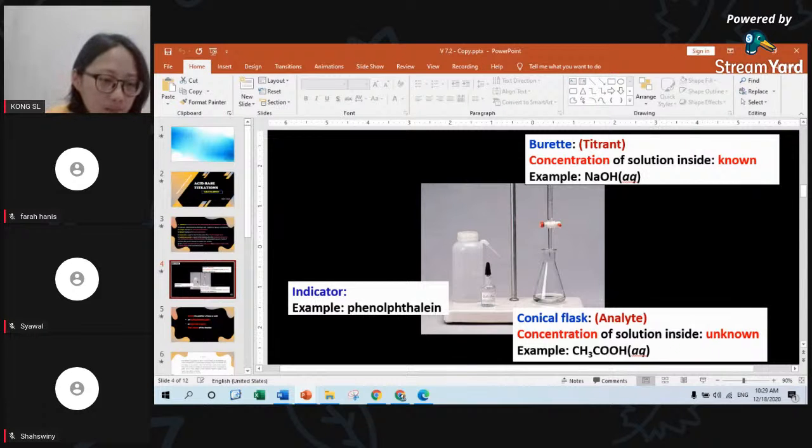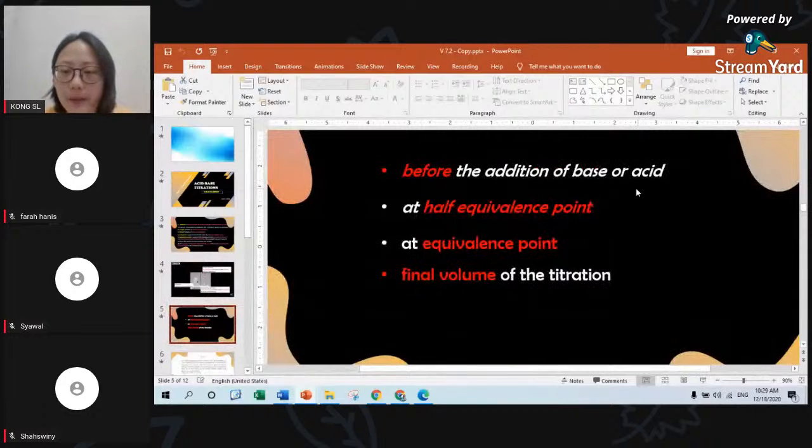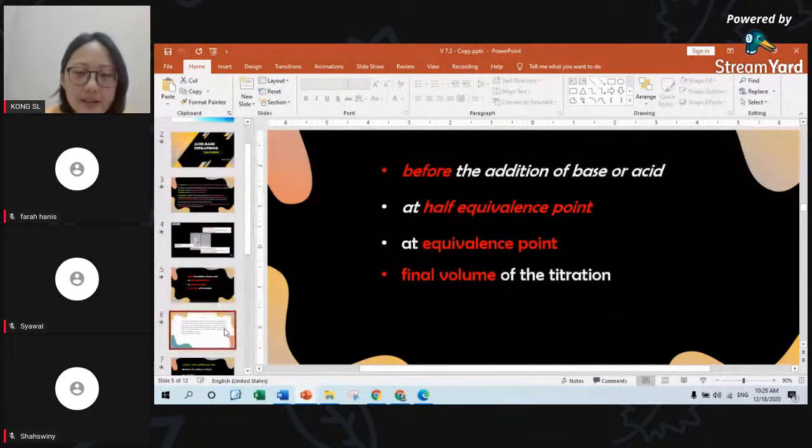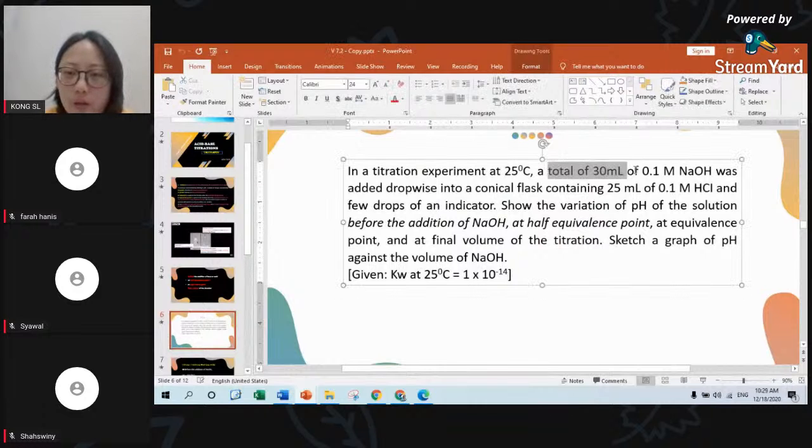Next, for the calculation part, normally the question will ask about before the addition of base or acid, half equivalent point, and final volume. Thor is doing this part for the passive presentation, so I think he is quite familiar already. While you study this question, you must know the total volume. This is for the sodium hydroxide, and another one is the volume for the acid. The acid is inside the conical flask, meaning this solution started with acid, so pH is the initial reading.